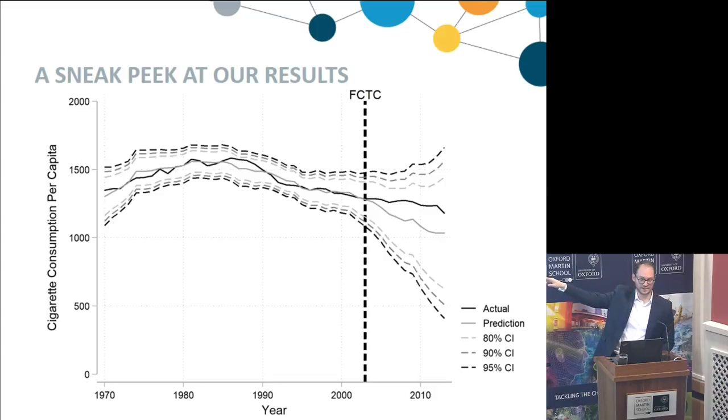And so what you see there is the gray solid line, the one that is not dotted. That's what we would have predicted based on relationships between tobacco consumption and things like GDP, education, and gender equity in various countries around the world. Projecting those variables going forward beyond 2003, we would have predicted the gray solid line. In reality, we see the black solid line.